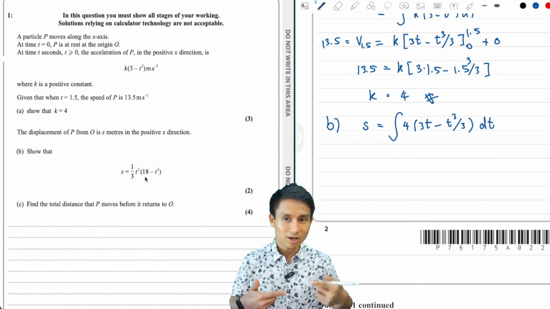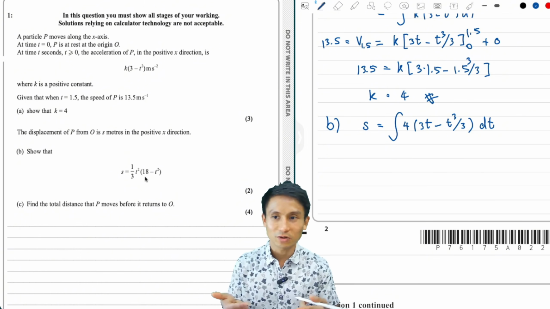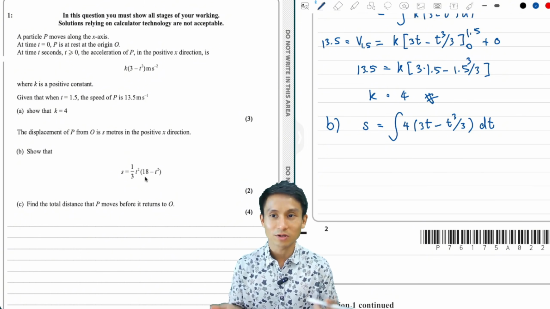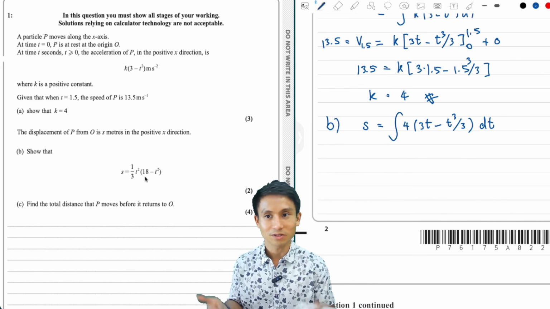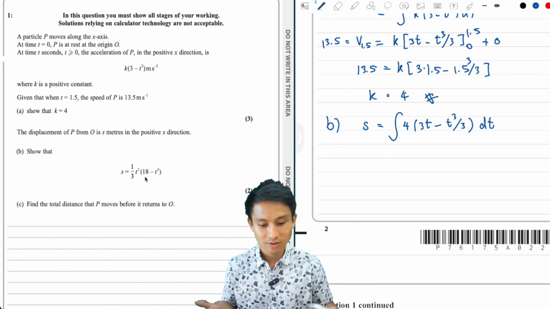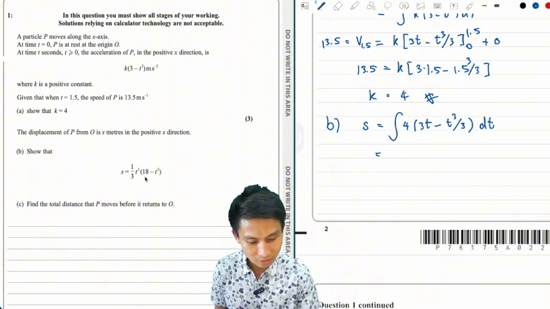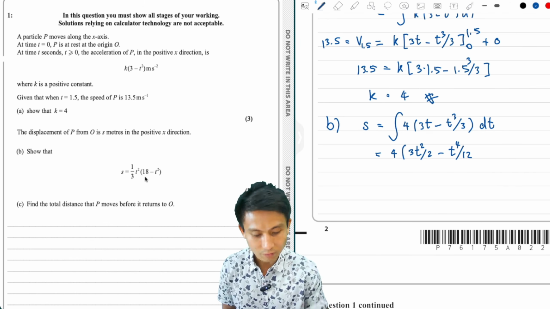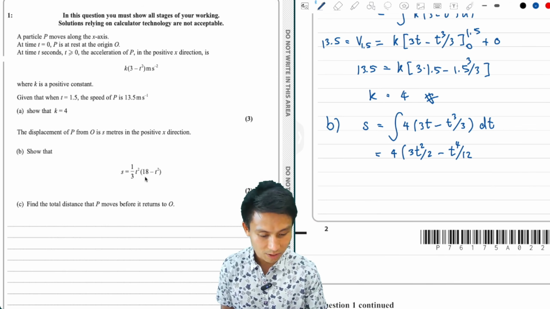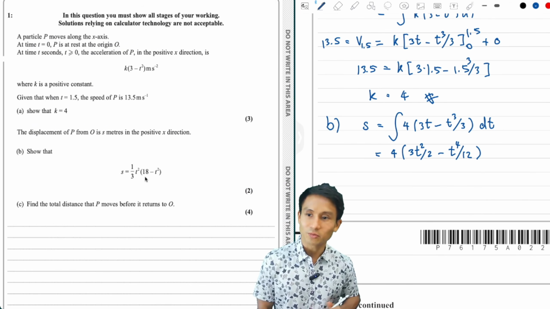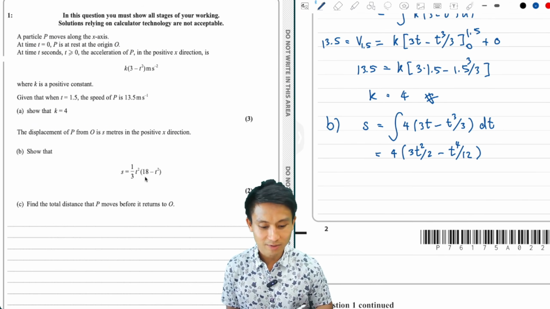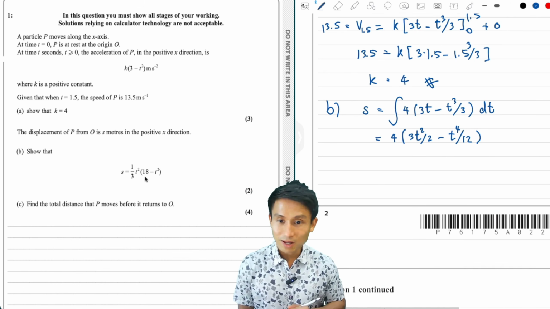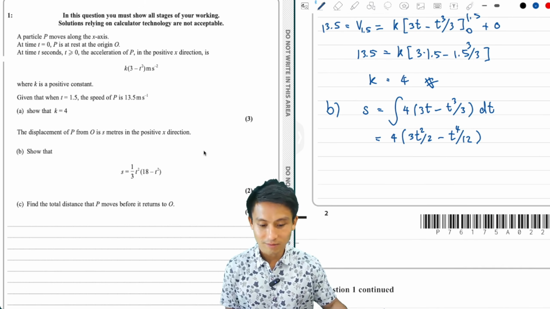After you integrate this, of course, you're going to have to put the initial condition as well, which is where the particle is at t equals 0, which is also 0 because it's at the origin. So if you integrate that, you should get there. I'm just going to put 4 out, and in brackets, 3t squared over 2 minus t to the 4 over 12. That's just pure math. And we plus 0 because of the initial condition. So if we simplify this, we should get the answer, hopefully.